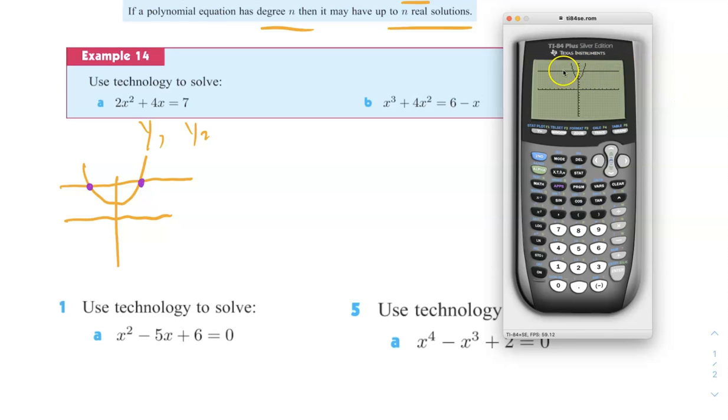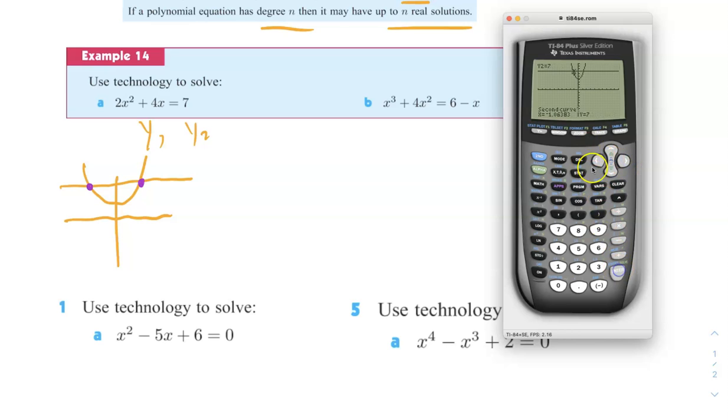So how do I find those crossing points? Well, we're gonna go to calculate, it's in blue here. So we're gonna calculate things. And then we're going to find the intersection, number 5. Now all you want to do is move around until you get close to the intersection. You don't have to be right on it, but you just want to be close to it.